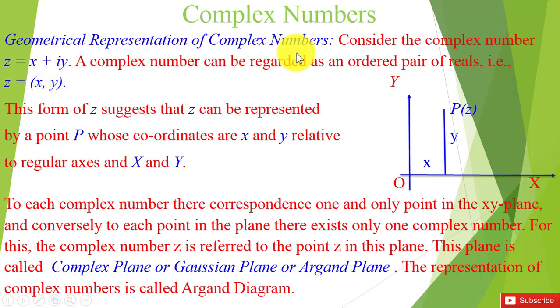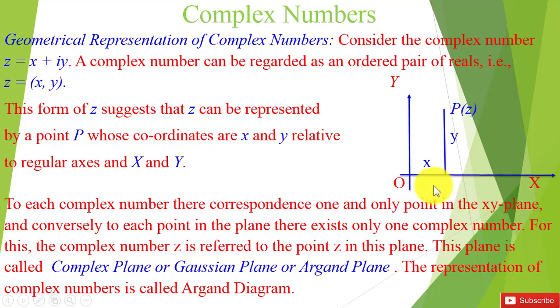Geometrical representation of complex numbers. Consider the complex number z is equal to x plus iy. A complex number can be regarded as an ordered pair of reals, that is z is equal to (x, y). This form of z suggests that z can be represented by point P whose coordinates are x and y relative to regular axes x and y.